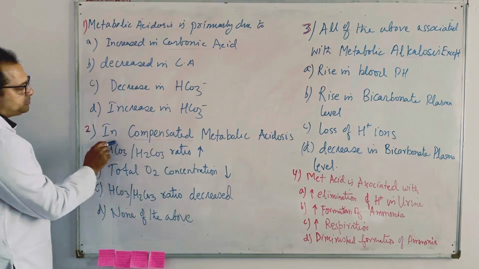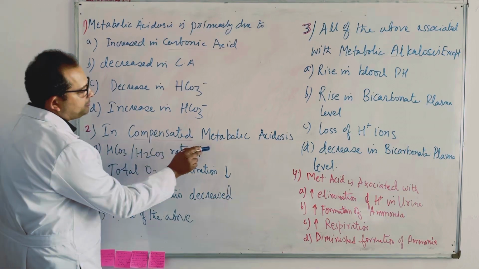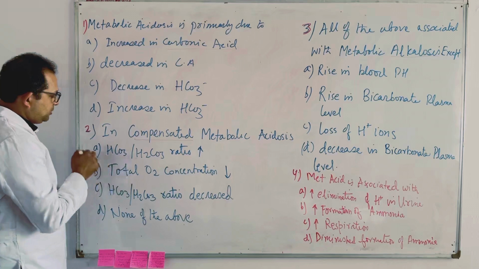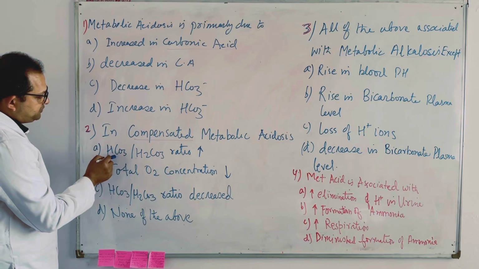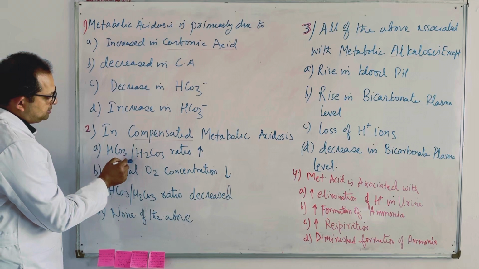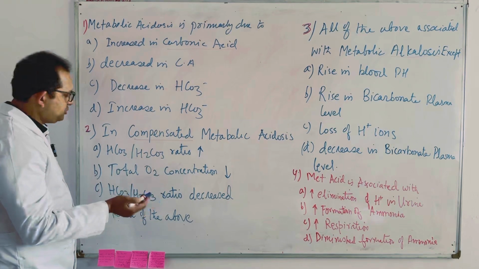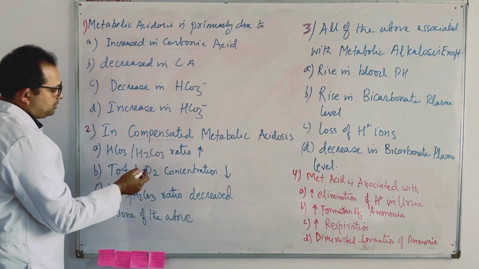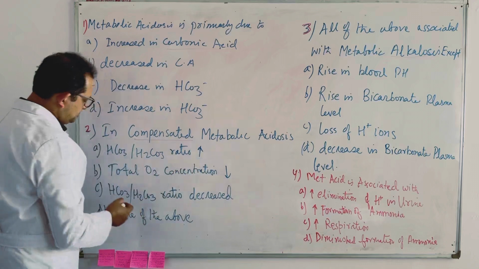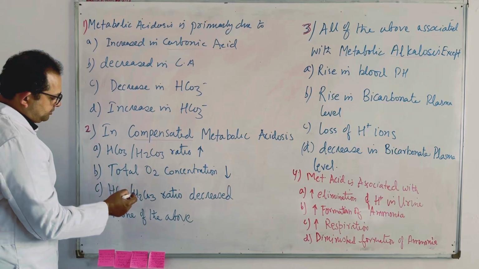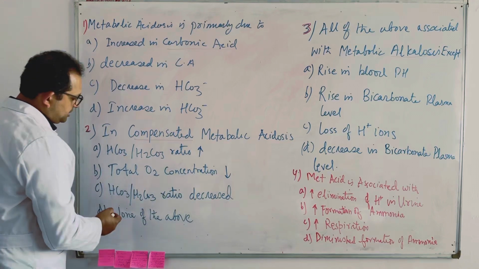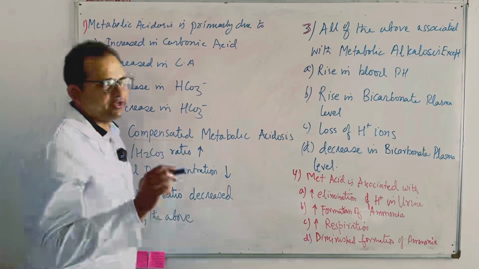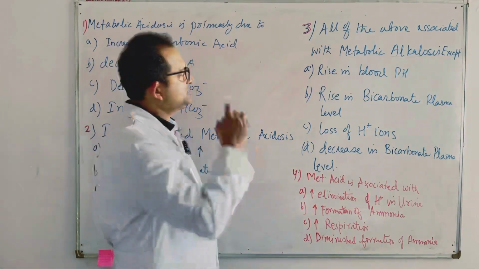Now, the second question is, in compensated metabolic acidosis, what happens? That is the idea of the question. The choices are: the ratio of bicarbonate and carbonic acid is increased, total oxygen concentration decreased, bicarbonate and carbonic acid ratio decreased, none of the above. You can solve these questions very easily if you have watched my previous lectures.